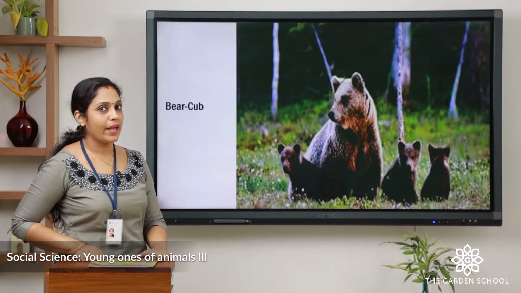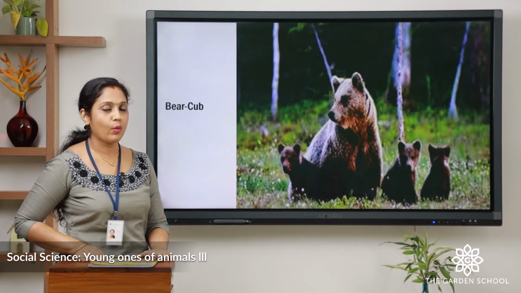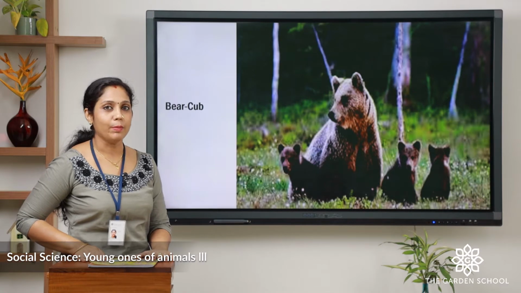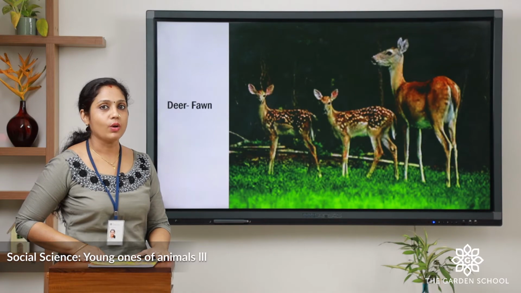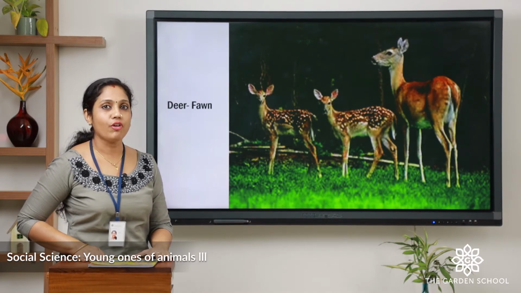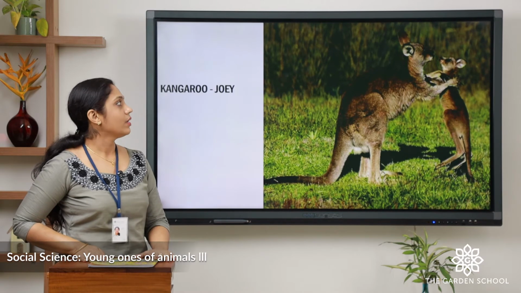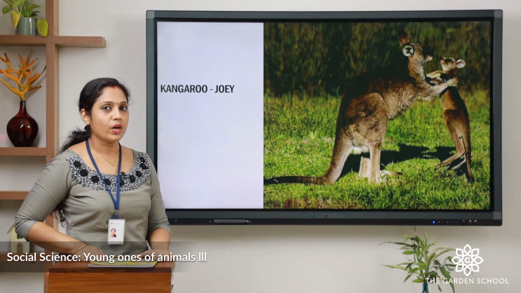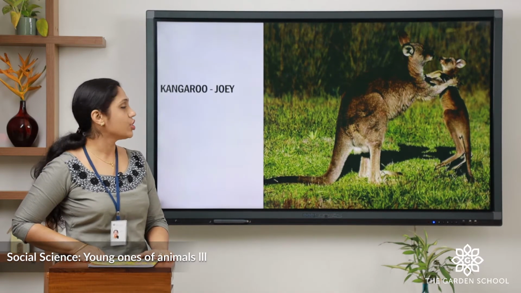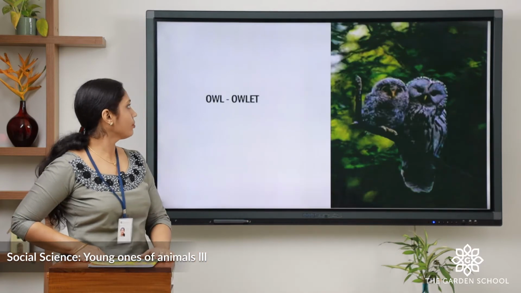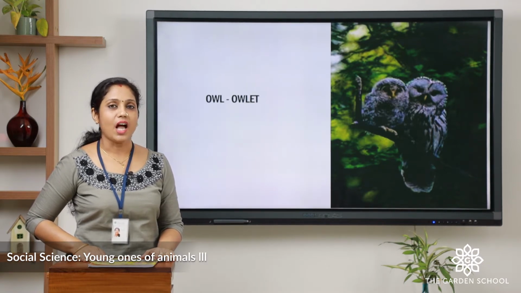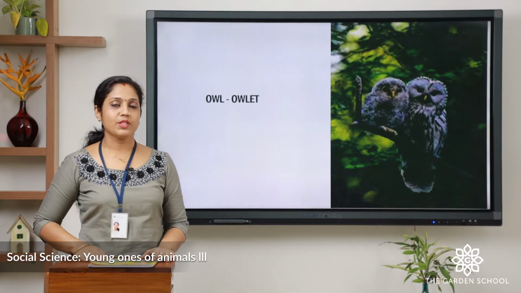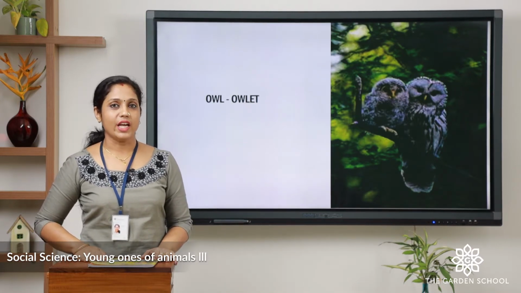Here we can see a bear and a cub. So, what is the young one of a bear called? It's a cub. A deer, it's a fawn. What is the young one of a deer? It is a fawn. You can see a kangaroo here. You know what the young one's name is? It is joey. And you can see an owl and an owlet. So, what is the young one of an owl called? It is an owlet. So, these are the names of some of the animals and their young ones.